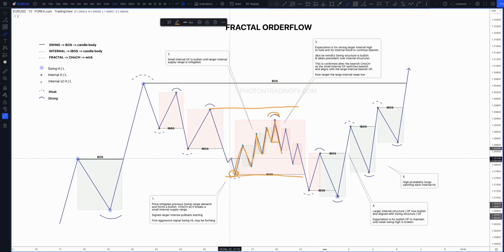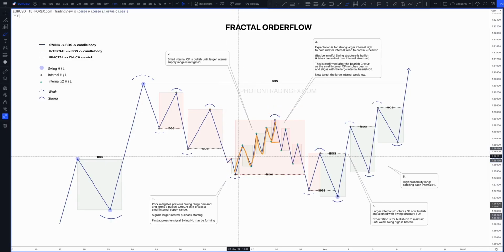The bullish change of character here disrupts this little supply range here. So let's keep all these lines. That little bullish shock there gives us what? It gives us a small internal demand range. Price then comes in and mitigates it. Exact same thing. Price comes in and mitigates the prior range. Price then continues up.